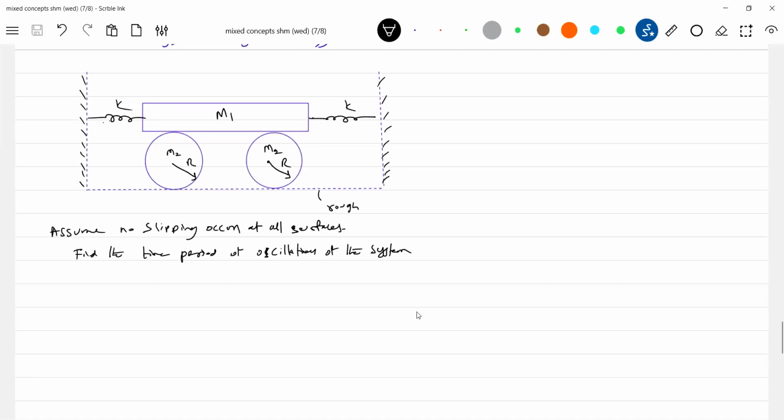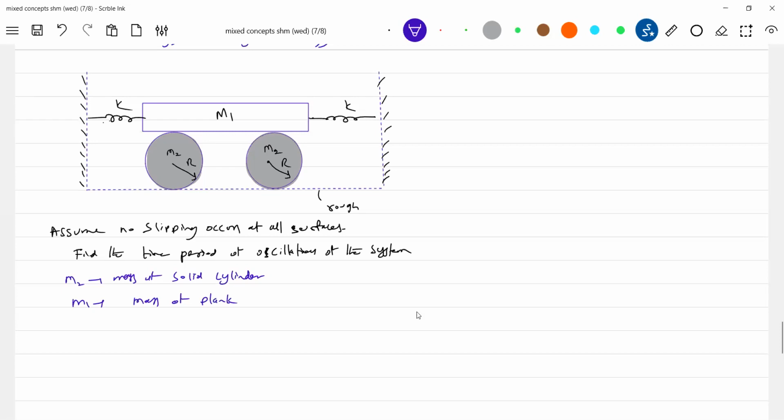We have done only rolling body, no? Now a plank and a rolling body are brought into the picture. Let it be a cylinder. Two cylinders are there on which a plank is kept. M2 is the mass of the cylinders, solid cylinders, let me take it. M1 is the mass of the plank.